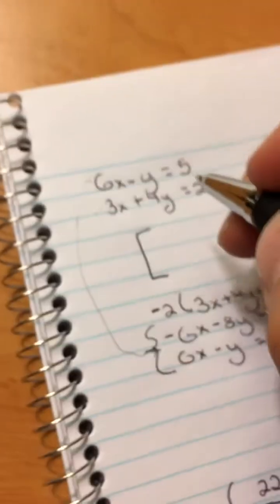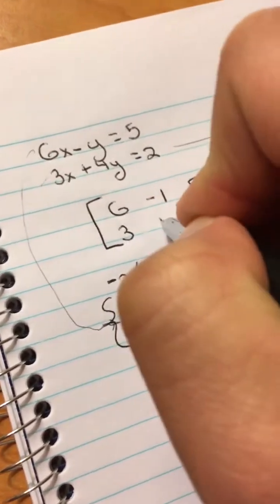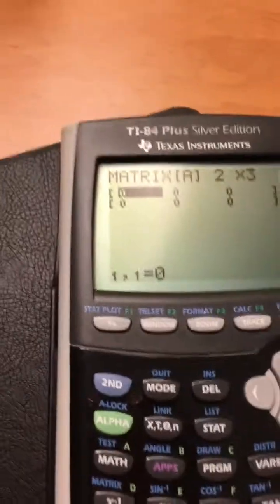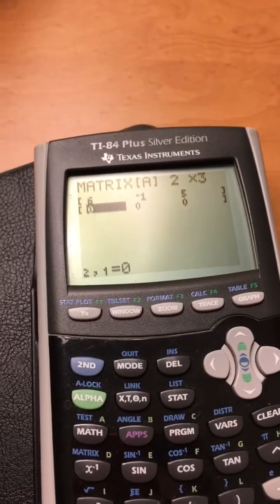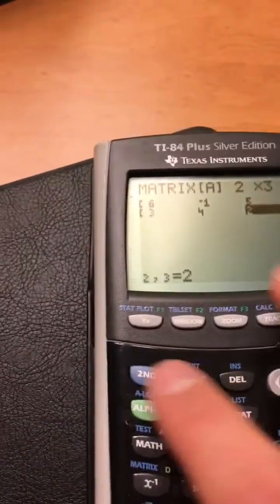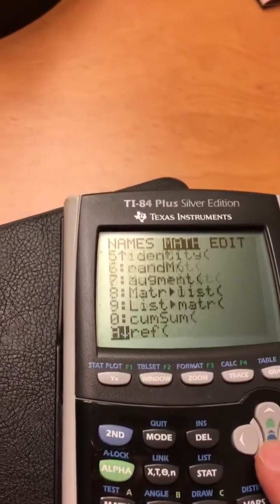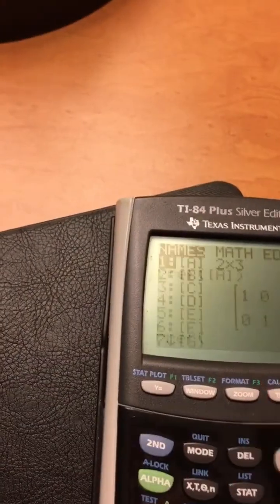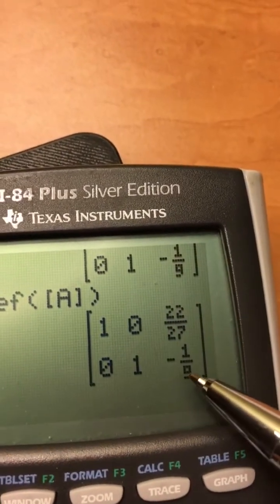Then you would have literally just taken the equations from here and written out a matrix of 6, minus 1, 5, 3, 4, 2, and then solved it using the matrix of 6, -1, 5, 3, 4, 2. You would have used the RREF function, which I think is what she's talking about in your Excel, on the matrix. And the answer you got would have been x is 22/27, y is -1/9.